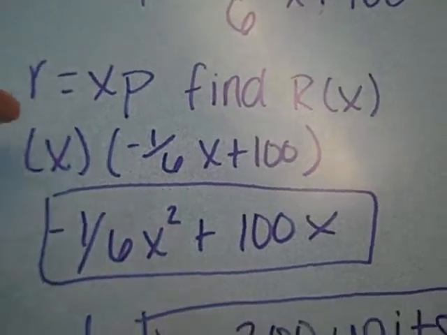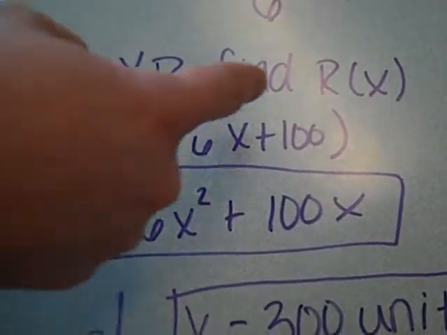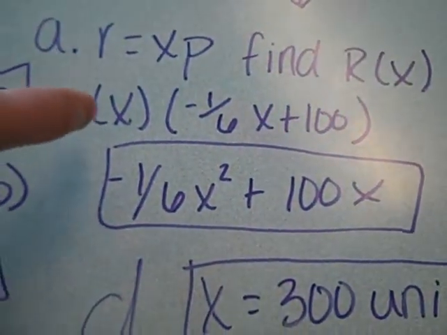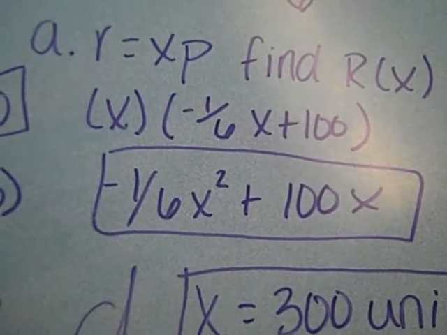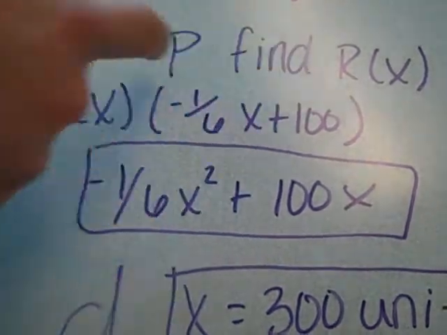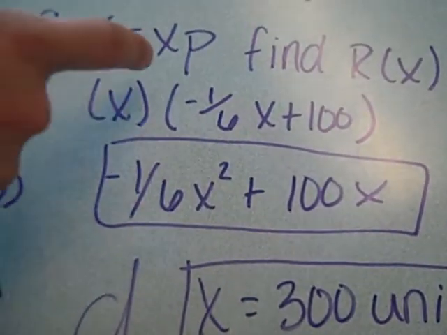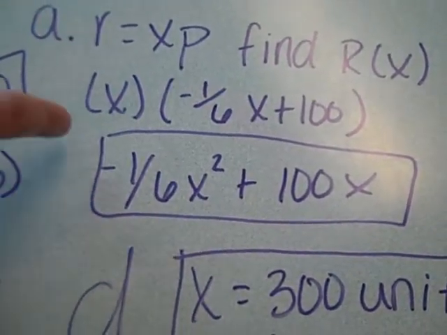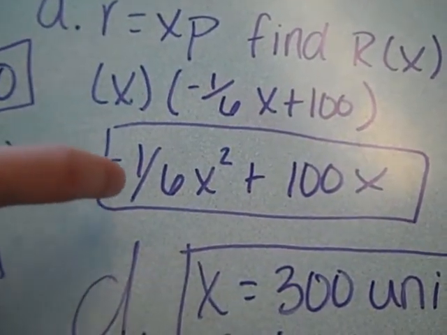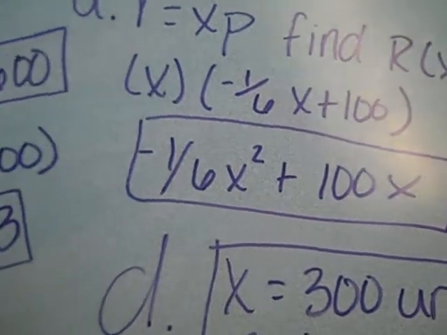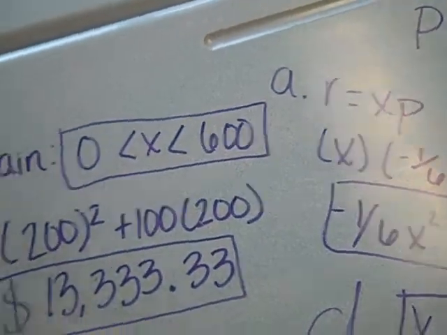R equals X times P. Which means that to find R as a function of X, we have to plug the equation for P in terms of X in for P in R equals X times P. Therefore, we get only X's, and then we multiply them, the single by a binomial, and we got negative 1/6 X squared plus 100X equals the equation for revenue as a function of X.